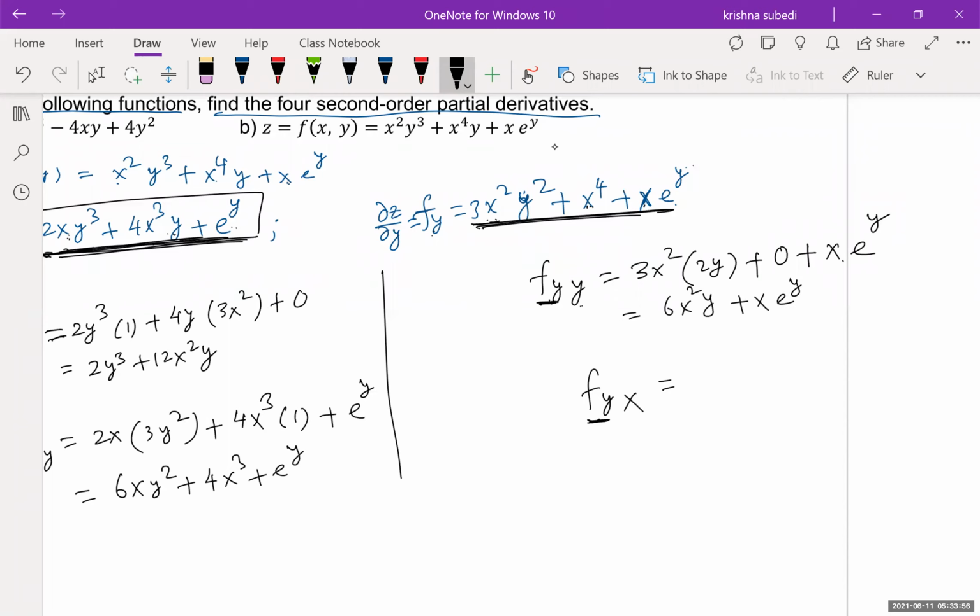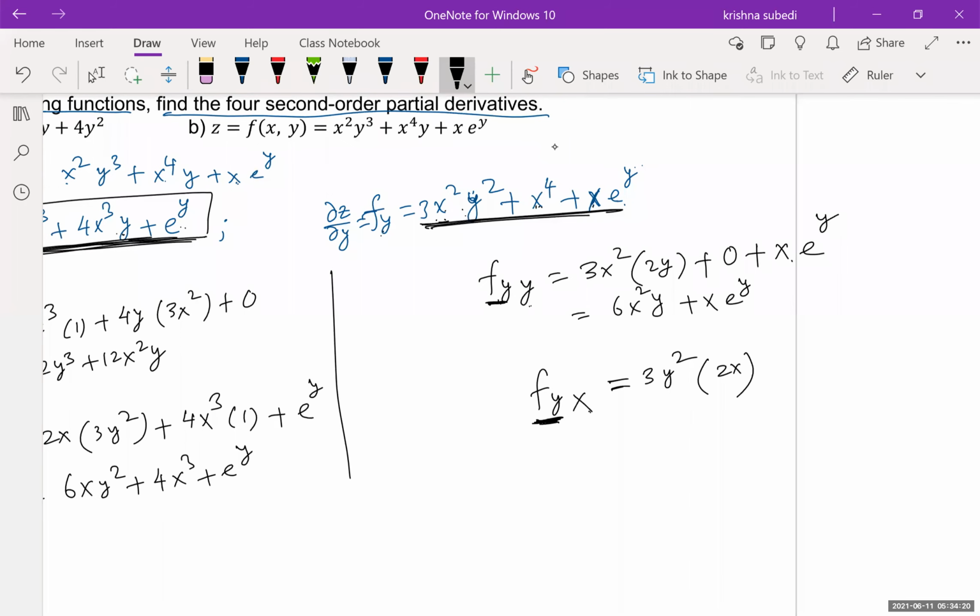Now for this one here, we consider x as our variable and y as a constant. So this function is already there. So all we need to do is, x is our variable, so y is constant. So 3y squared is constant, I just copy it as it is. Now the derivative of x squared is 2x. Does that make sense to everyone?